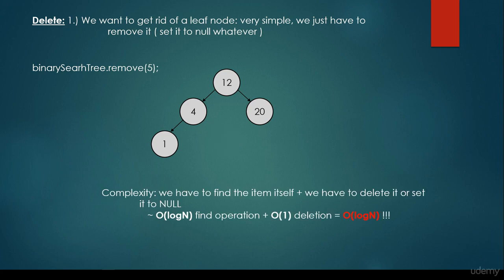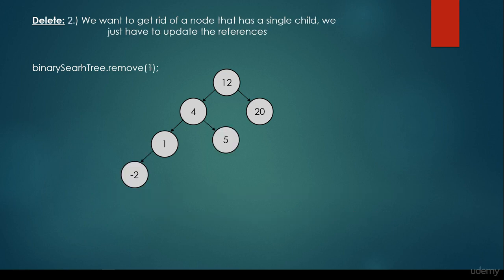Okay. So the complexity is we have to find the item itself, plus we have to delete it or set it to null. And the overall complexity will be logarithmic, because first we have to find the item, it takes logarithmic time complexity, and then we have to remove it. It is O(1), so constant time complexity, but the overall complexity will be logarithmic, O(log n). Okay, what about the second case?